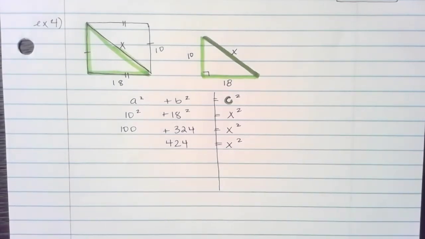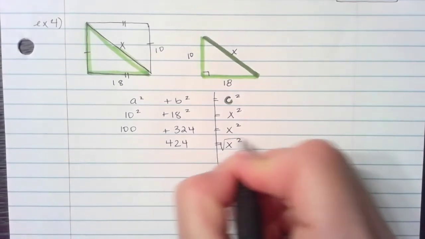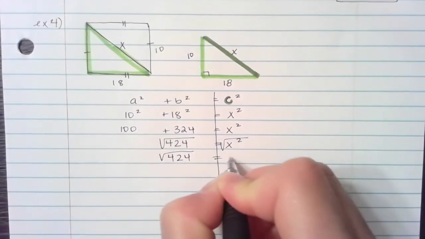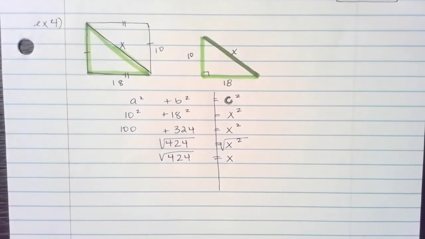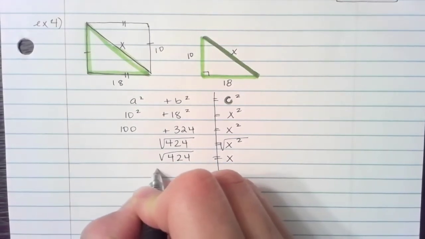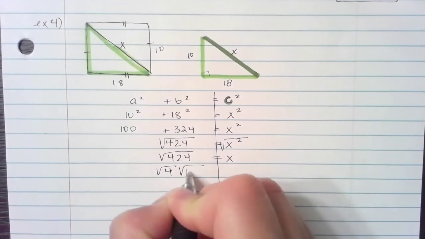At this point, square root both sides, and you have what x is equal to. But that's not the correct answer. I mean, it's correct, but it's not simplified. What perfect square goes into 424? 4 does, 9 doesn't, and I could keep going. 4 is the only perfect square that goes into that. So the square root of 424 is the square root of 4 times the square root of 106.